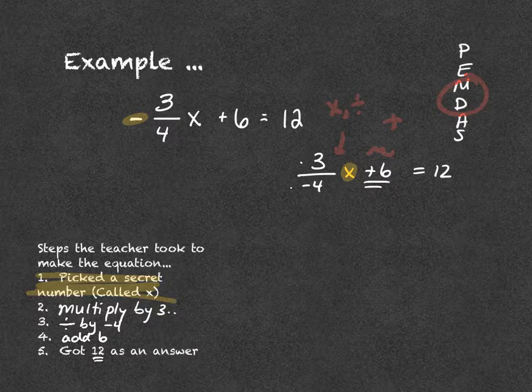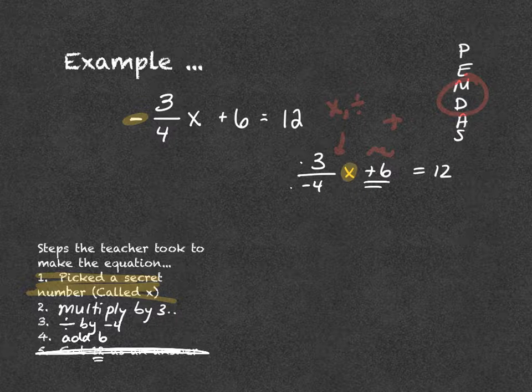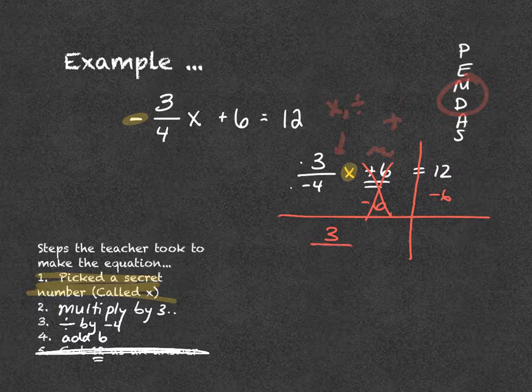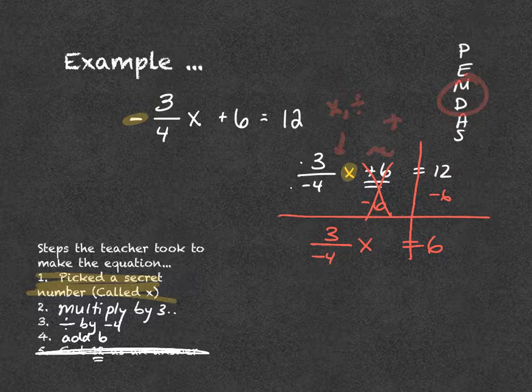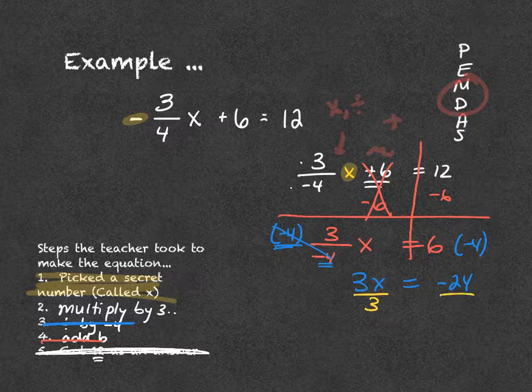So it's my job to undo them. So if I started with their answer, I don't want to add 6. I want to undo what they did. So to undo 6, I would subtract 6. Now working backwards, if they divided by negative 4, I want to undo that. So the opposite of dividing is multiplying by that number. And again, the whole reason we multiplied by negative 4 was to cancel the division of negative 4. And then if they multiplied by 3, to undo that, we would divide by 3. So we get x is equal to negative 8.